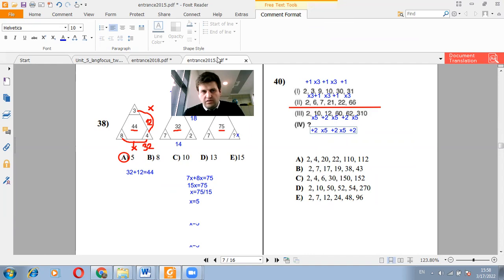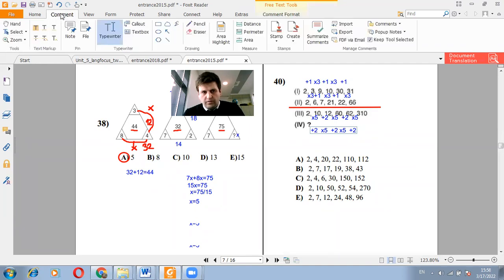Look at the choices. If we start with A, 2 plus 2 is 4 times 5, 20 plus 2, 22 times 5, 110 plus 2, 112. And we have the correct choice already. And for B, C, D, and E, if you take a good look, you'll see that they are obviously the wrong choices.